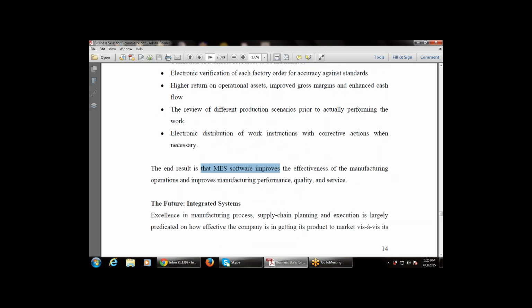The end result is that MES improves the effectiveness of the manufacturing operations and improves manufacturing performance, quality and service. That is, it improves the effectiveness of the manufacturing operations and also improves the quality of service provided by the manufacturing department.